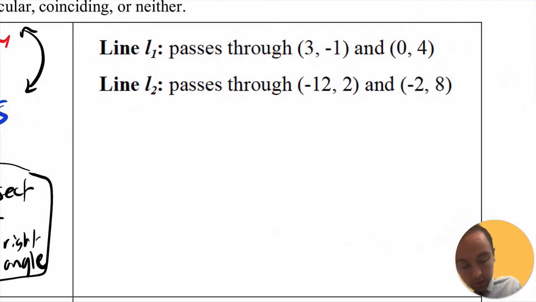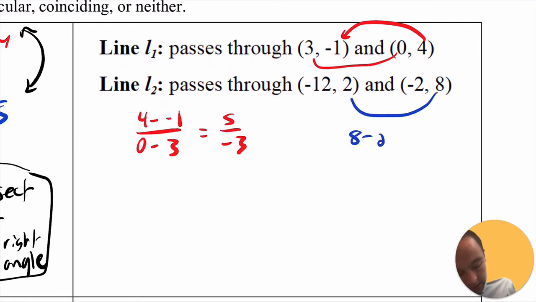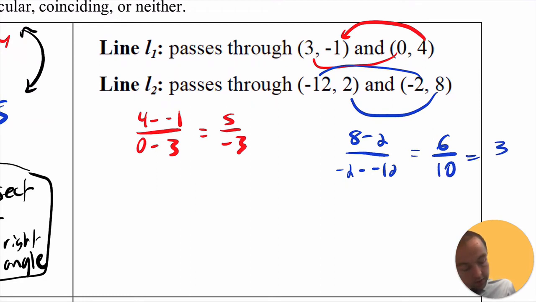Here you're given some coordinates through which lines pass, so you want to find the slope. With line 1, if we do 4 minus negative 1, and then 0 minus 3, we get a slope of 5 over negative 3. And then for line 2, if we do 8 minus 2, and then negative 2 minus negative 12, we get 6 over positive 10, which reduces down to 3/5.